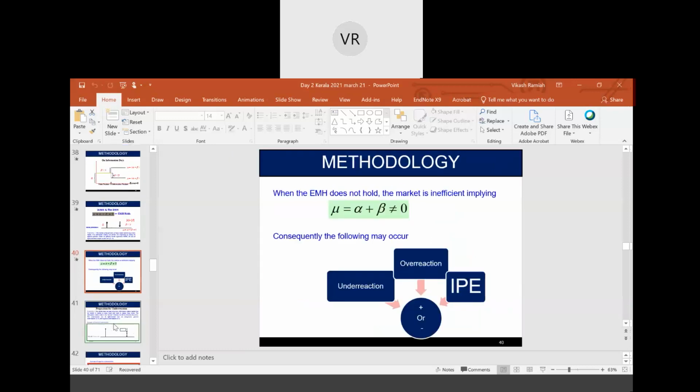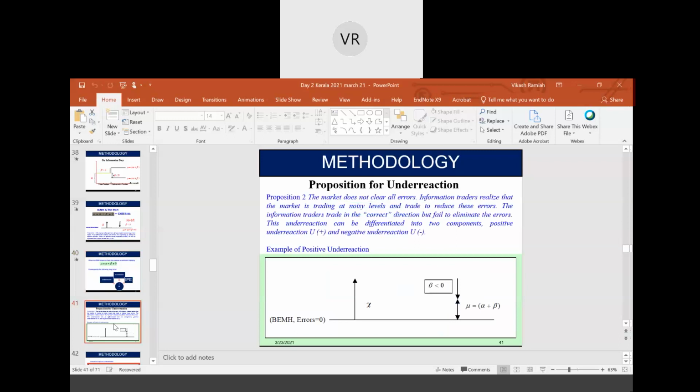If mu is not equal to 0, my hypothesis is I'm going to get instances of underreaction, overreaction, and information pricing error. So now let's look at an underreaction. From my point of view, what is an underreaction that the market does? There is an error, which means we have noise traders, and information traders know it, so they oppose them. And as they oppose them, they don't kill them, they don't neutralize them, they leave a residue of mu.